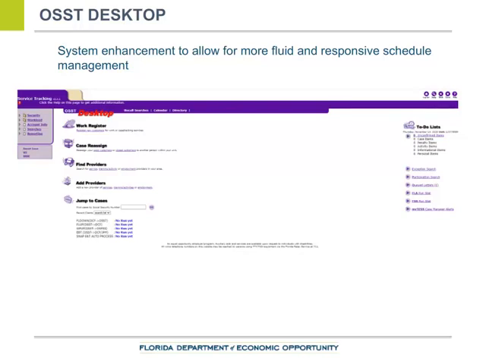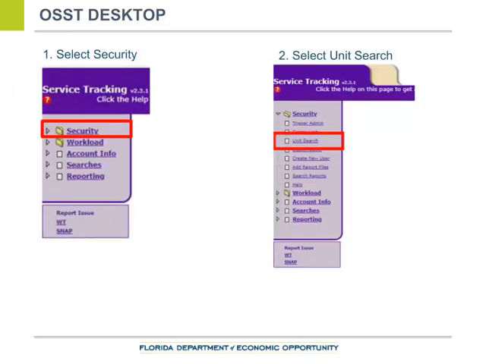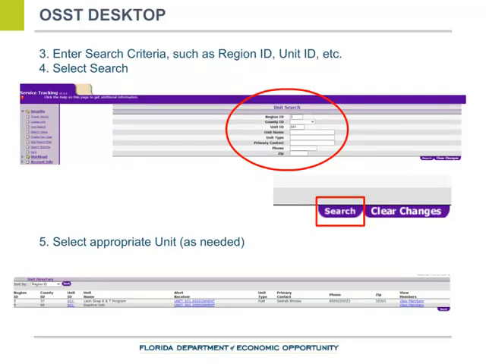In this simulation training, we will review adding, editing, and deleting appointments and adding an office closure. Let's begin with adding appointments. After you have logged into the OSST system, select Security from the left drop-down options and select Unit Search. Enter the search criteria, such as your region ID and unit ID, then select Search.